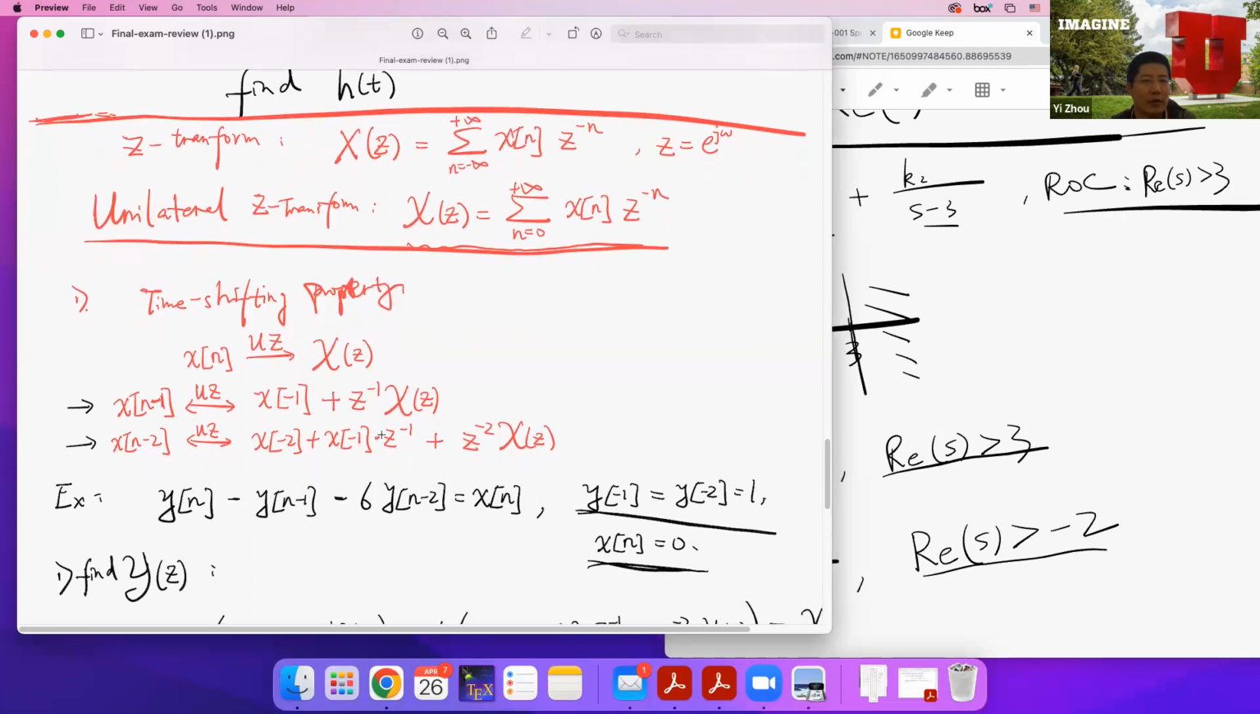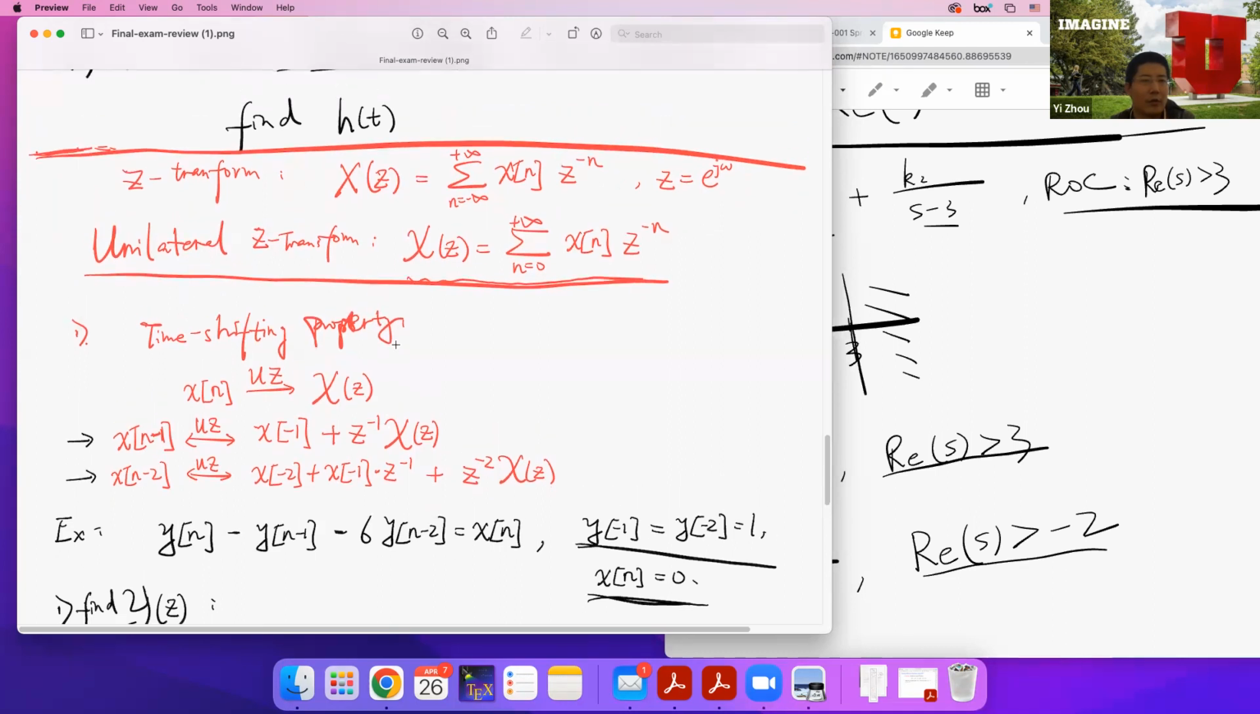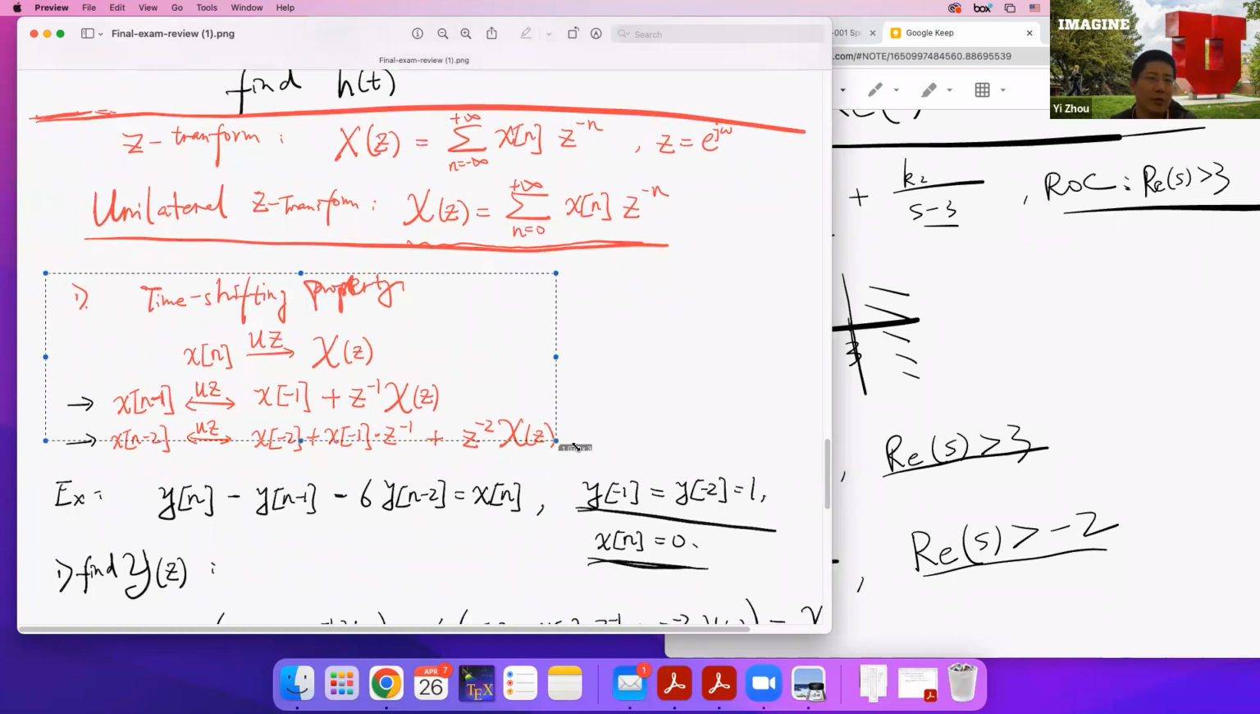And these are the properties. So here I only listed the properties of the unilateral Z transform. The properties for the Z transform can be found in the slides. But we will use these properties to solve the follow-up problem.